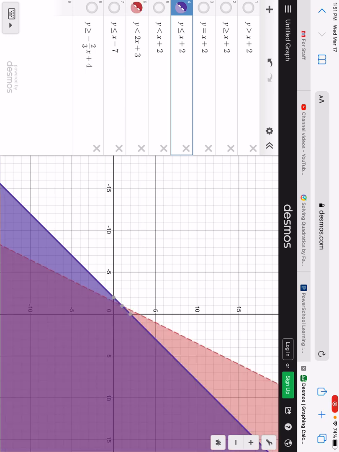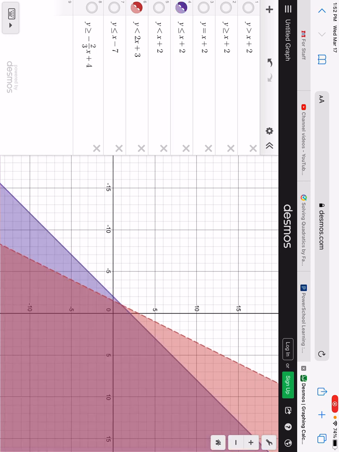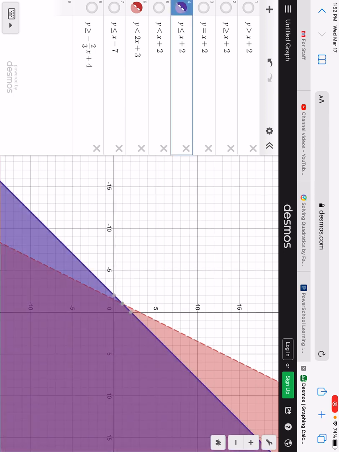If I turn on y equals 2x plus 3, anything over where the two colors overlap, so it kind of makes like that weird purpley orange color, anything in that area would be a solution. Anything in the orange and anything in the purple, though, would not be a solution.